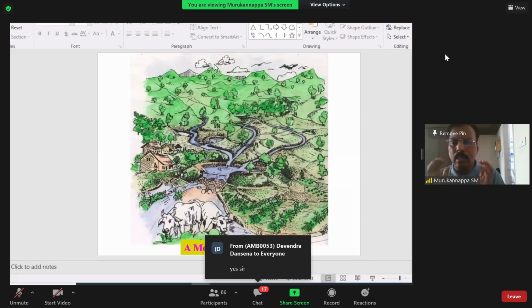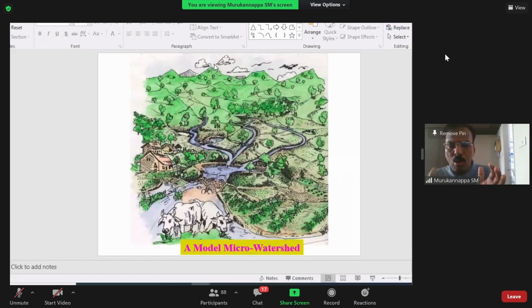You have selected a place, and whatever the selected place is, it is demarcated by the ridge point. Whatever the area you have bifurcated, whatever the amount of water that will be falling on that particular area or the catchment will be flowing and collected in the downstream. So that area comprises these three categories. Let us study one by one. One is arable land, another one is non-arable land, and the third one is the drainage line. Is it clear?